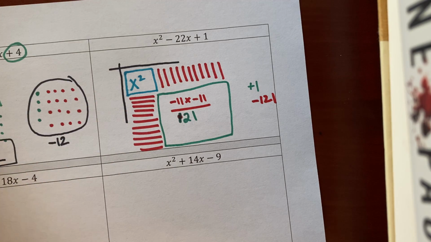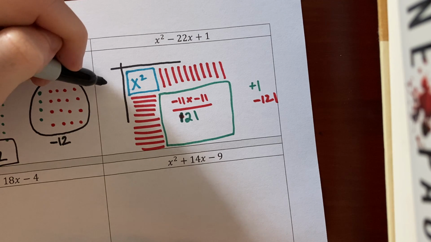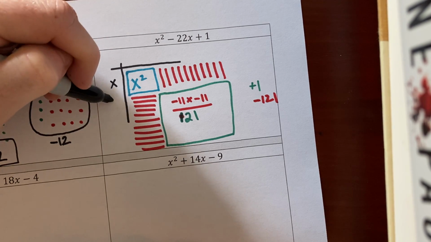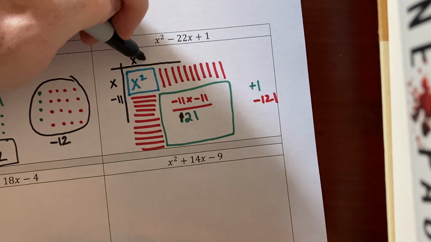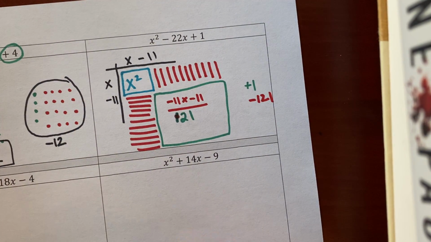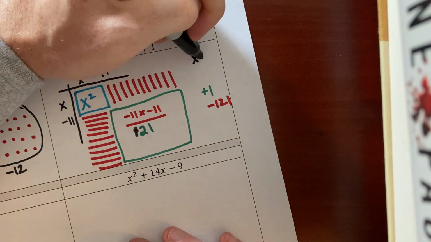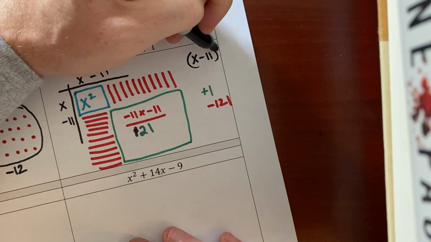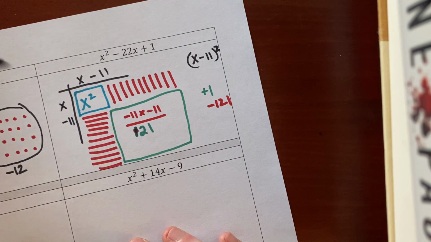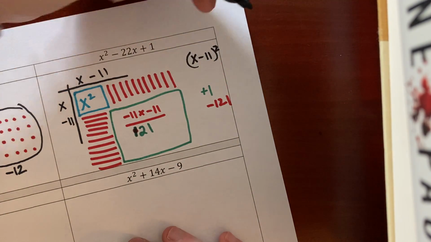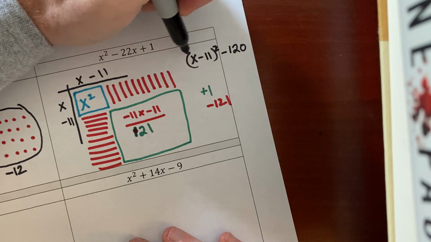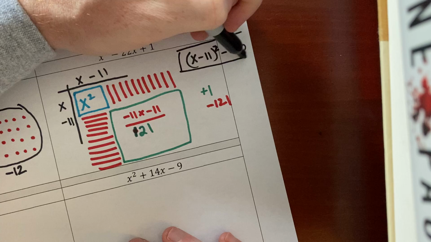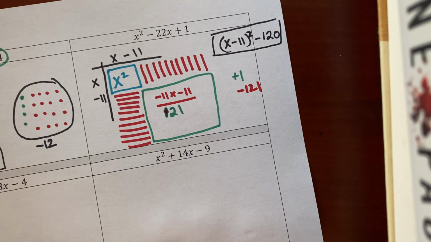All right, final little step here. I want to go through and write down what I have on these columns. I have a 1x and I have negative 11 of these. Same thing up here, I have 1x and I have a negative 11 of those. Final answer, x minus 11 squared, because I have 2 of them. And then 1 plus a negative 121 is a negative 120. There we go. Final answer. That is my vertex form equation.